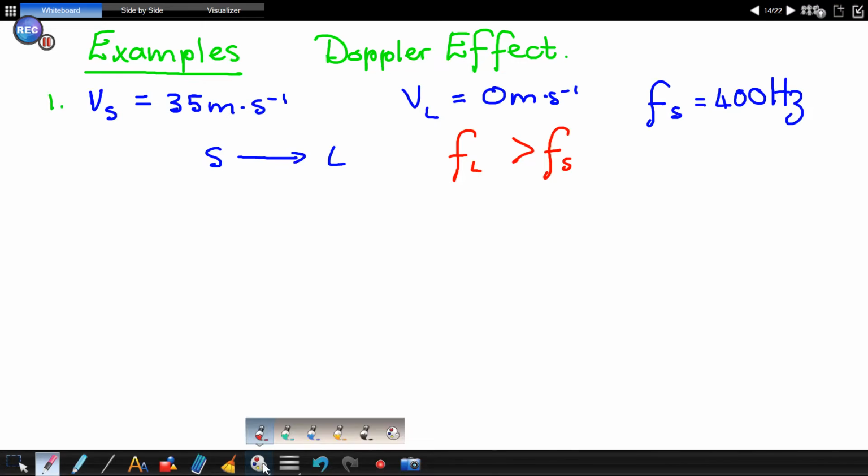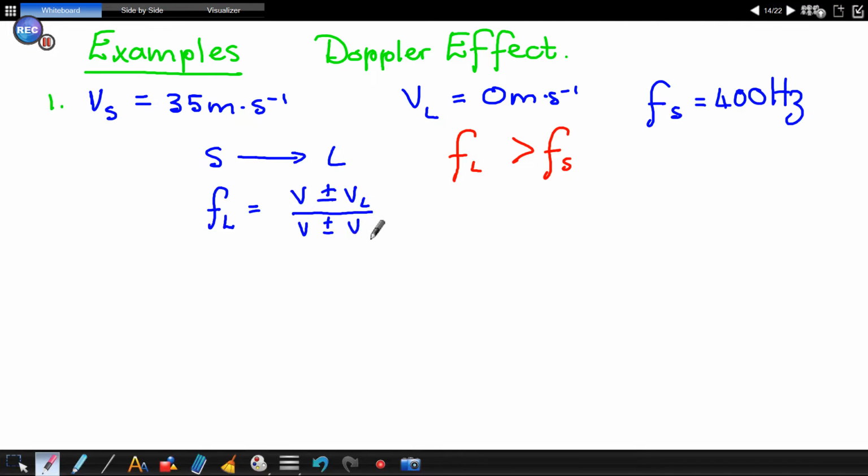To write down the complete equation, FL, please write it down like this, and then times by FS.